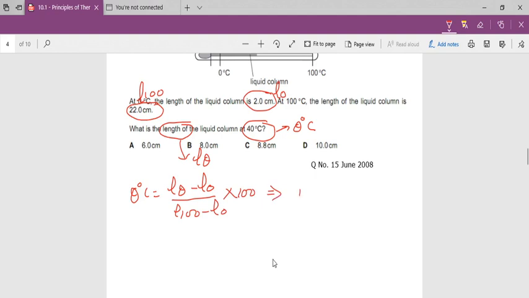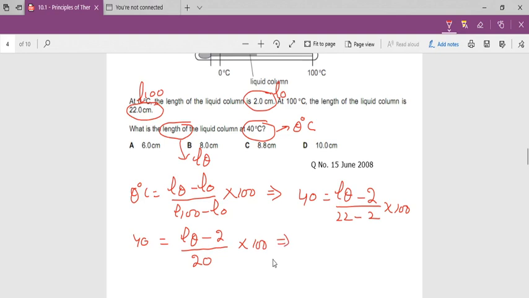Now theta degree centigrade is given as 40, that is equal to L theta minus L0, the value is given as 2, over L100, the value is given as 22, minus 2, into 100. Now if you are strong in mathematics, you can calculate it very easily, but in my experience many students got the wrong answer due to poor mathematics. So you have to improve in your mathematics. I will let you know what to do. It will become 20 into 100.